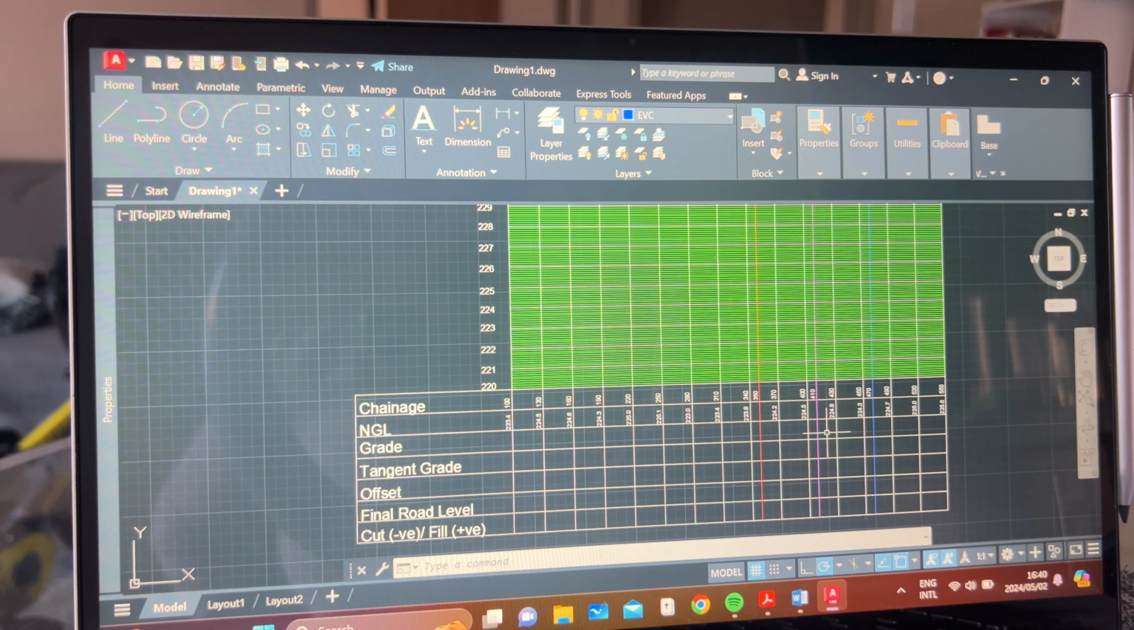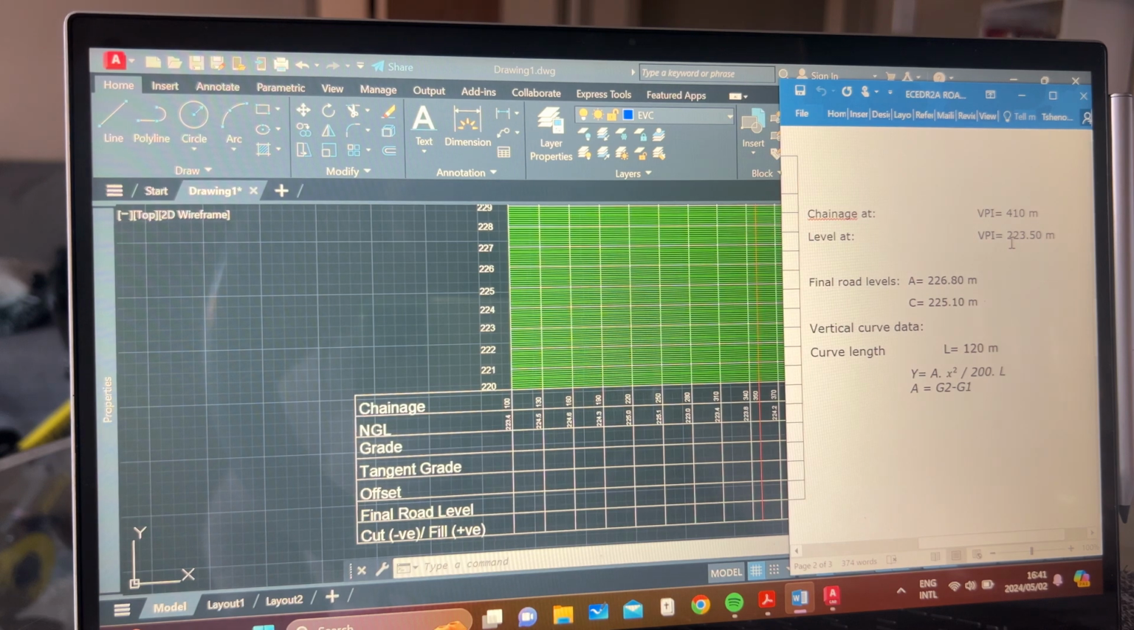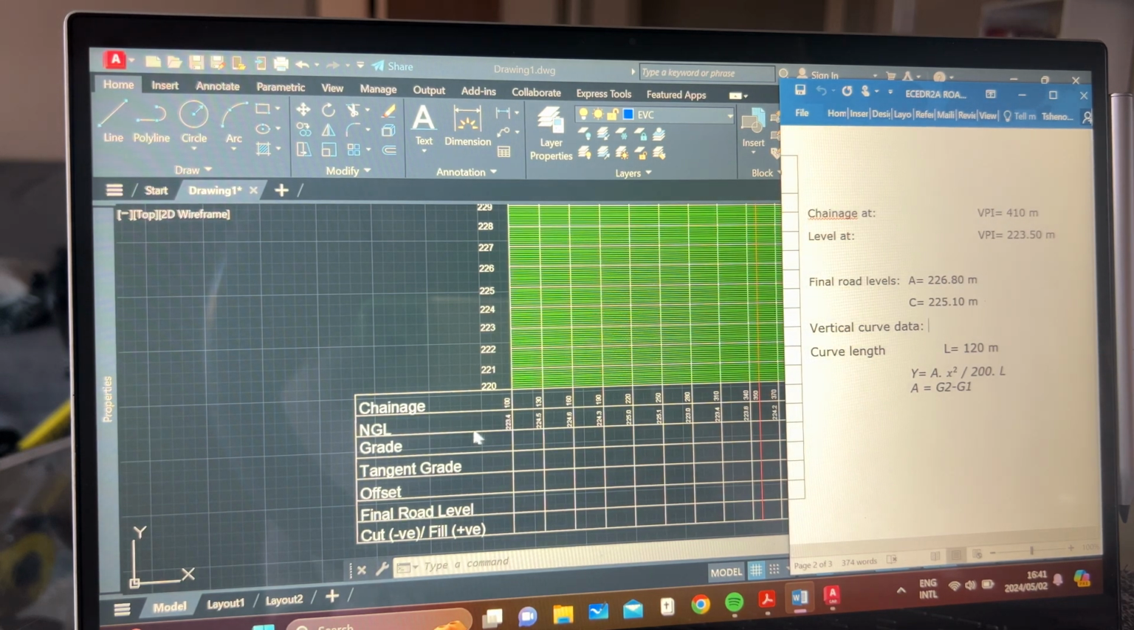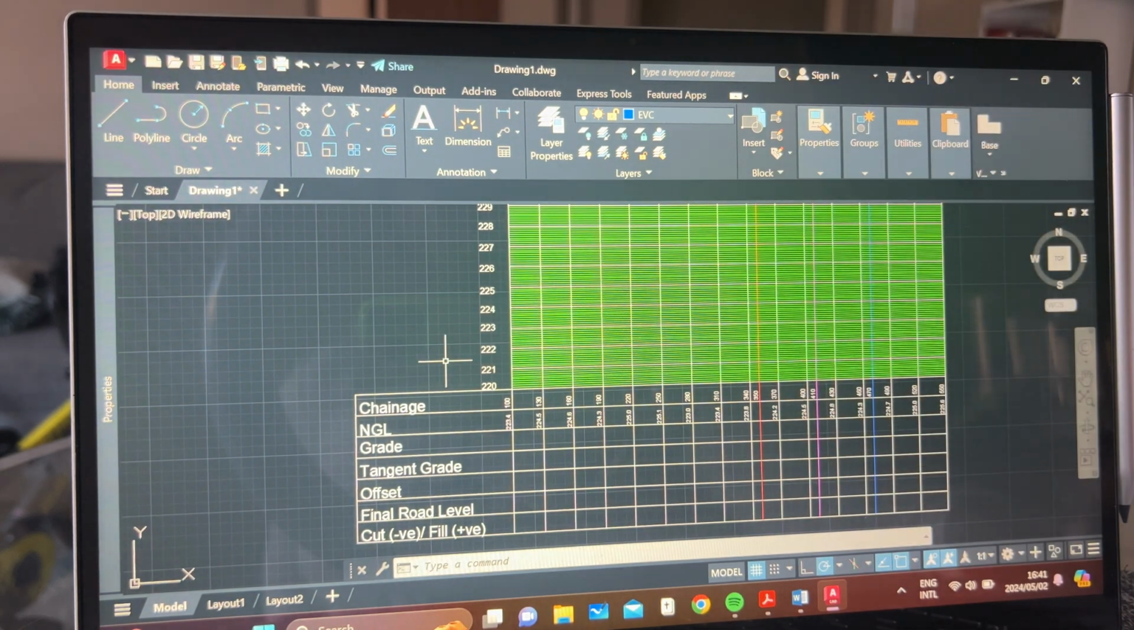Our chain edge at A is 100. Our level at the VPI is 223.5. It was given. It's the level at that VPI. And our final road level at A is 226.8. So make sure you plug and play accordingly. Don't use incorrect figures. So your formula will be 223.5 minus 226.8 divided by 410 minus 100.